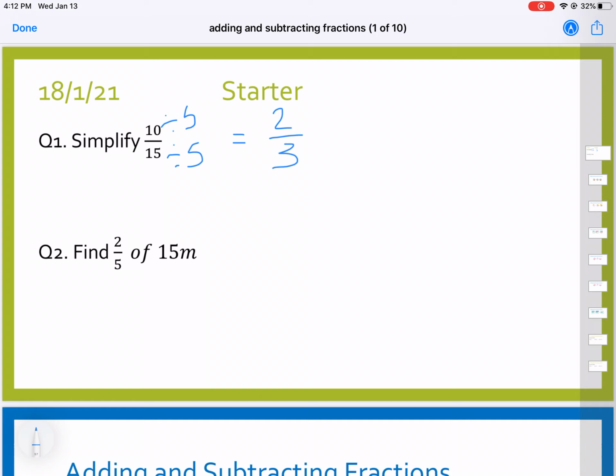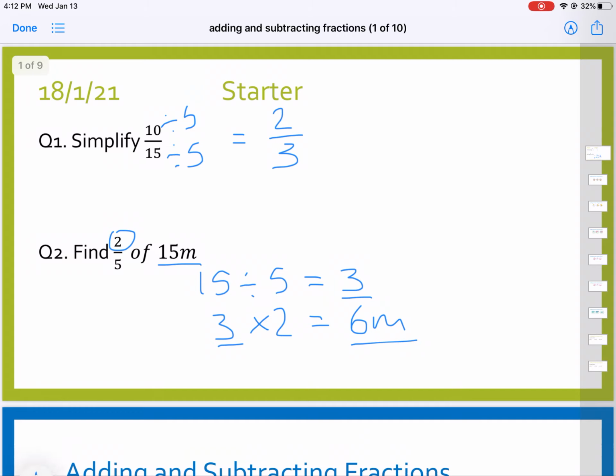Question 2, 2/5 of 15. Divide by the bottom, times by the top. So we take our number of 15, divide it by 3, and we take what we've just calculated here, we times it by the top number of 2, so 3 times 2 is 6. We've got units here, so make sure they are on the end.